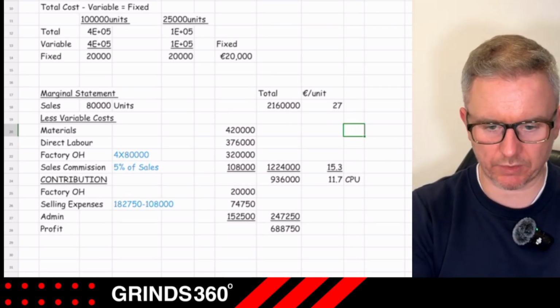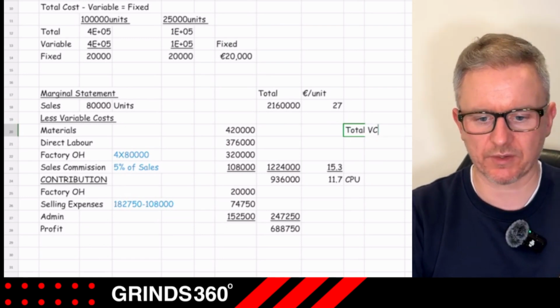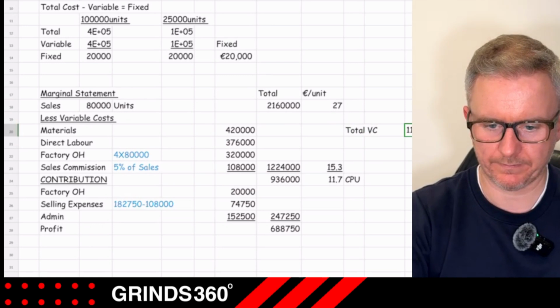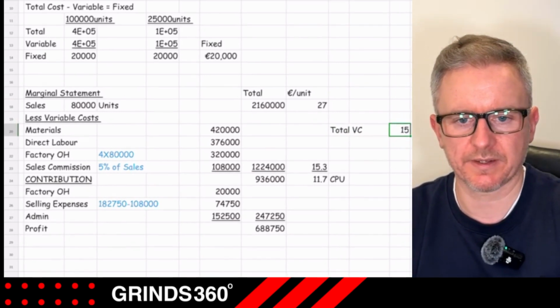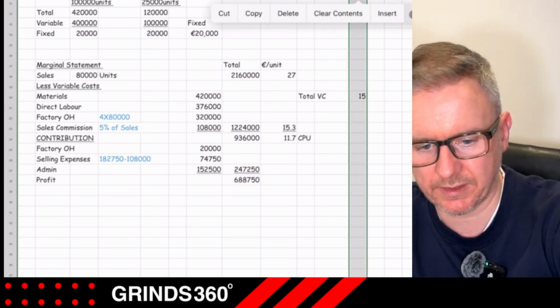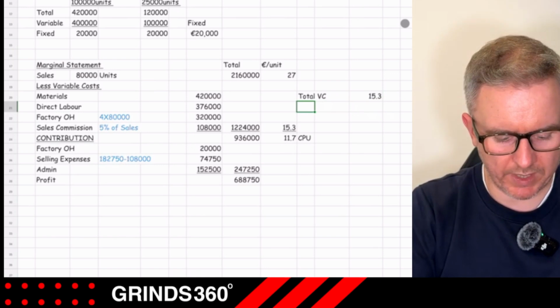So take your total variable cost. And that's coming in at €15.30. So there's an example of what I was saying. Excel just rounds it automatically, okay? So make sure we have that right. So €15.30. Then we have our commission.